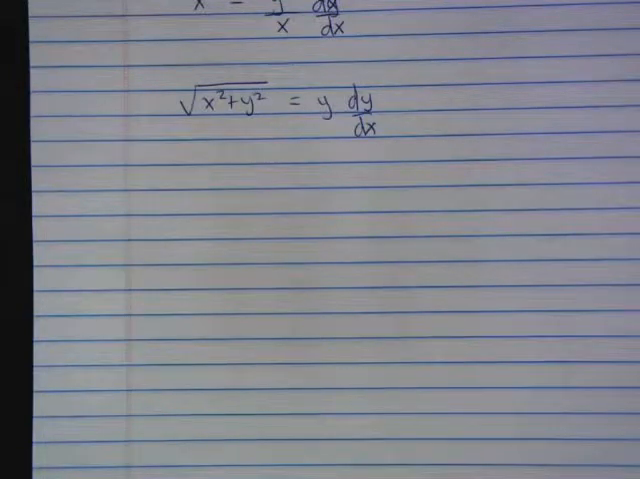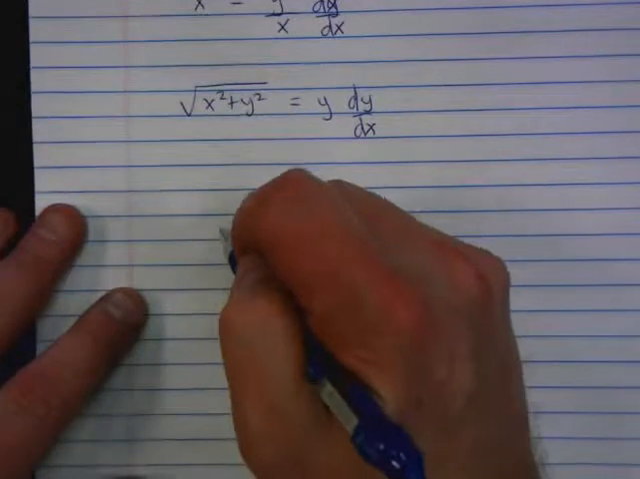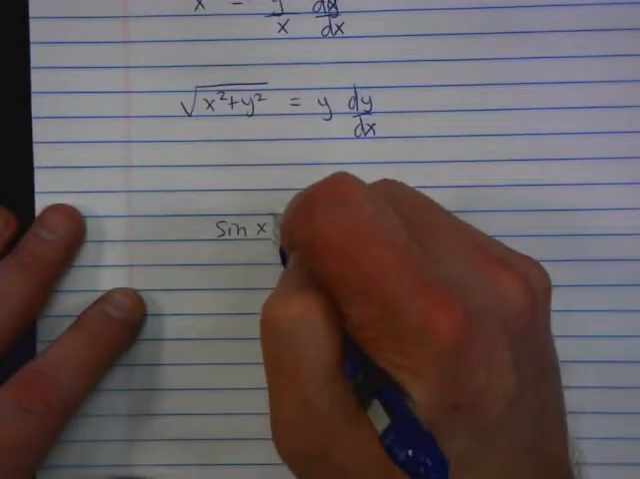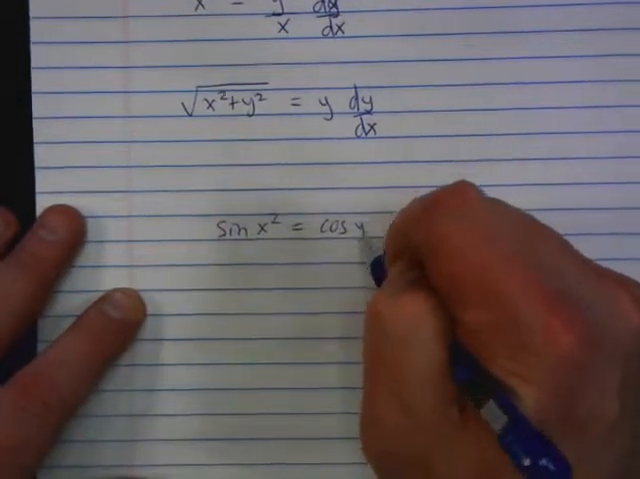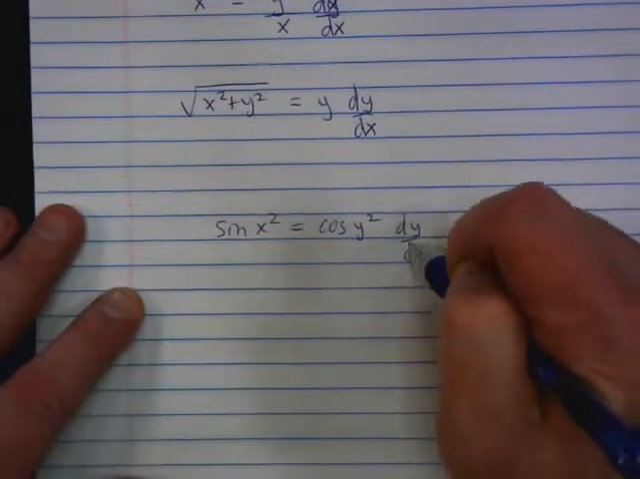Does this apply to trig functions? Yeah, that's what I was thinking. Like, it was like sine x squared equals cosine y squared dy dx. No, it does not apply to trig functions. So you couldn't solve that? What was your equation again? Sine x squared equals cosine y squared dy dx. Yeah.